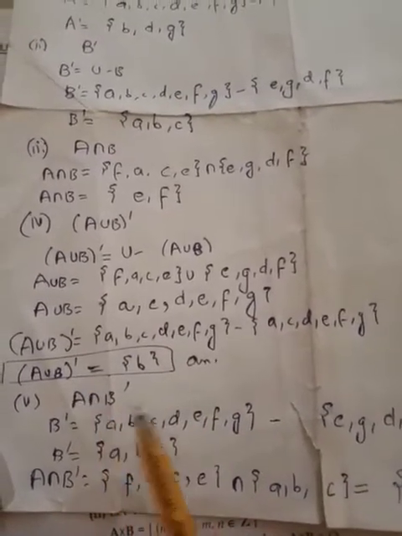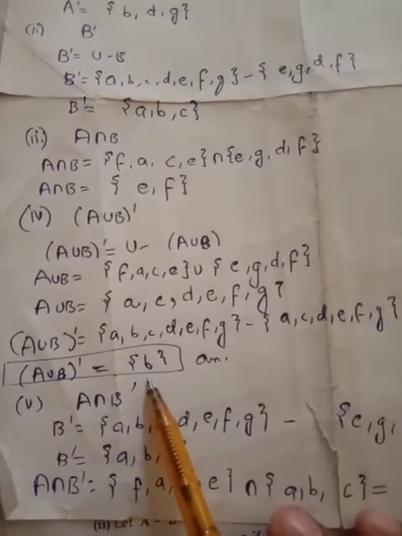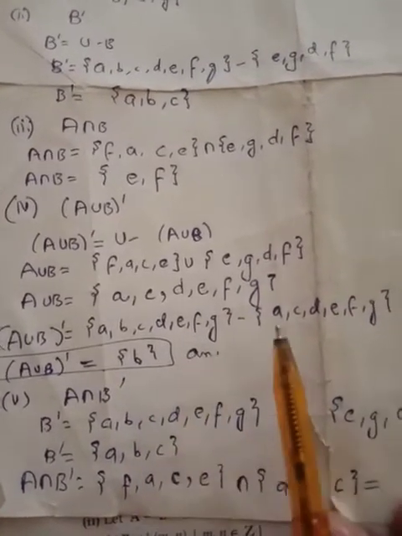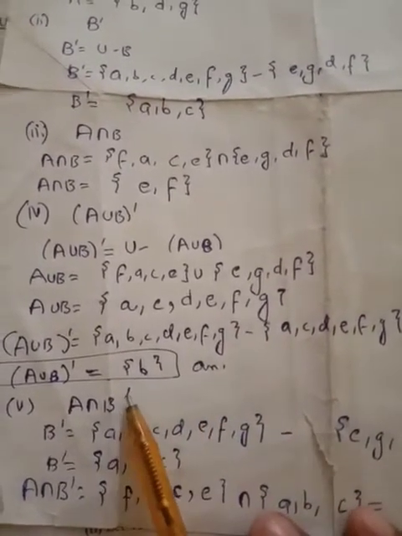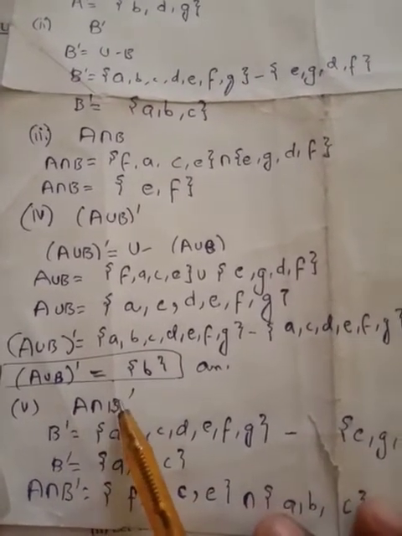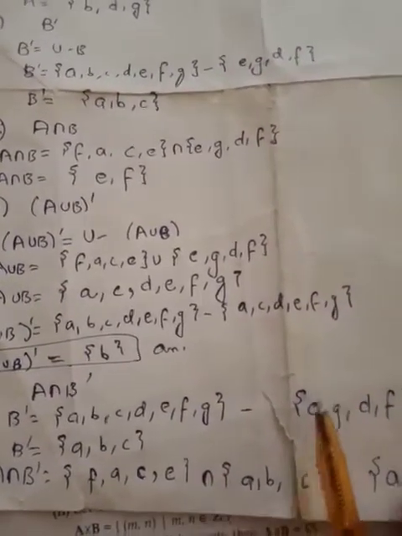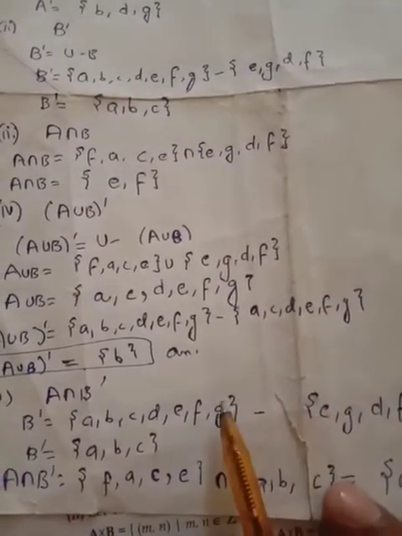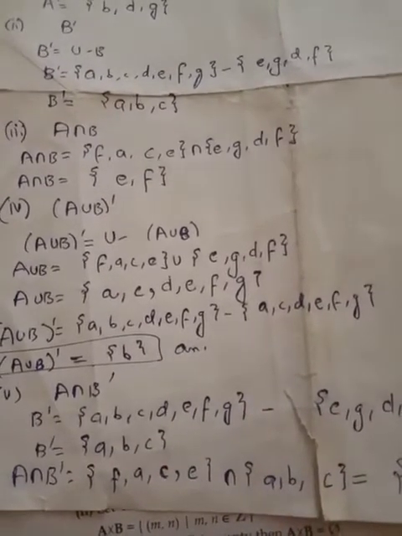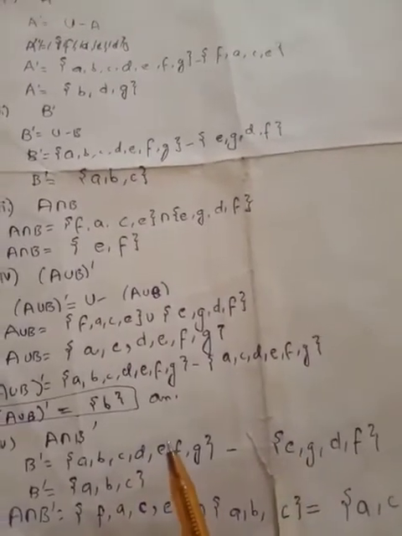Now we are doing A intersection B complement. Here first we will find the B complement. As we know, subtracting B from U gives the B complement. Afterwards we will do the intersection with the B complement. We write the U set and then subtract B. After subtracting B from U, we will get A, B, C. So we get A, B, C as our answer after subtracting B from U.